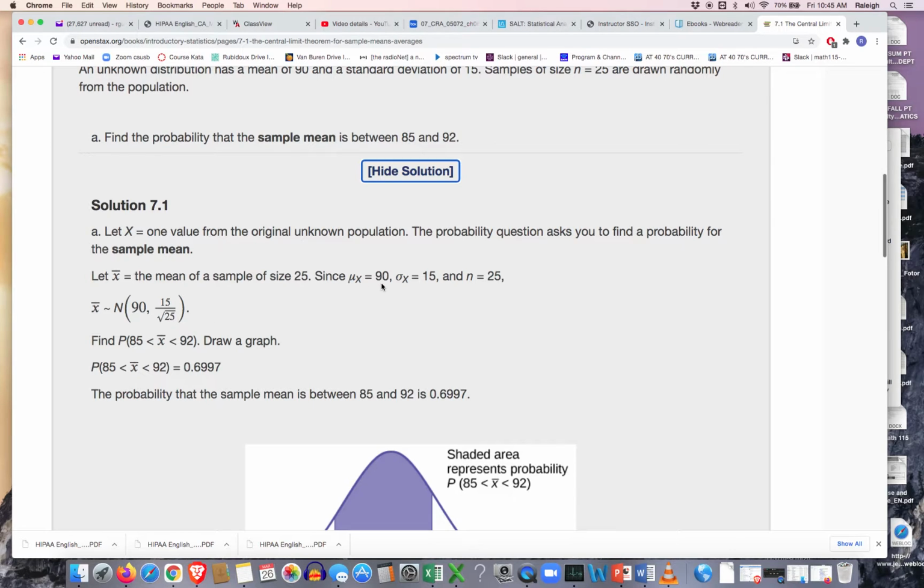Notice the mean does not change at all. It's one of the easiest things we do in both my classes. 15 over 5, square root of 25, 15 over 5 is 3. So now we've shrunk this down from 15 all the way down to 3. That's the narrowing that we saw with a slightly larger sample size. So this x bar between 85 and 92 works out to be the same thing as z being between minus 1.67 and positive 0.67. So I wish I could write that down.